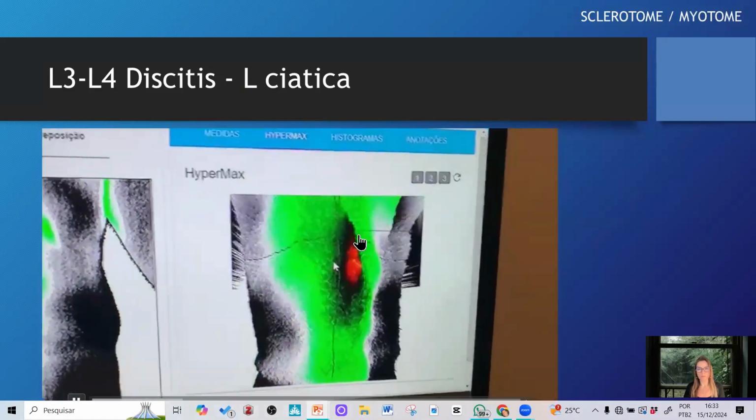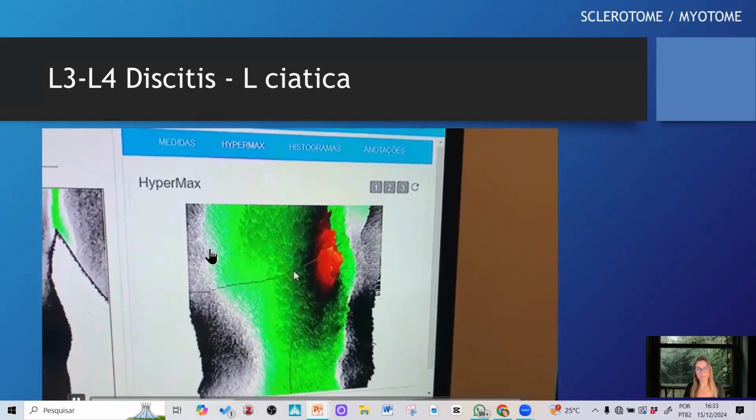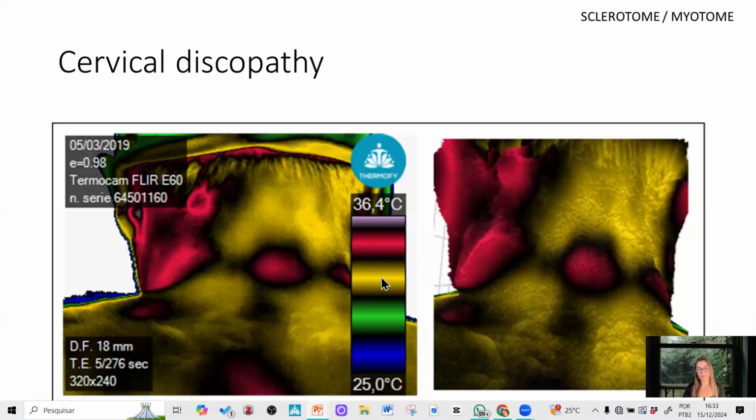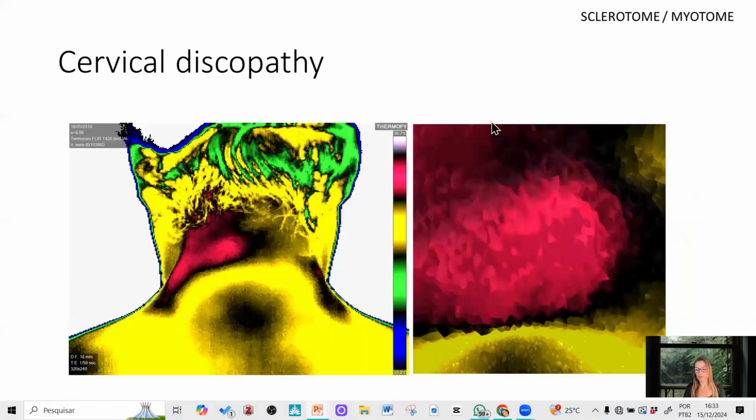Here's another example with other colors. So if you change the color, you need to change the contrast. Here's a cervical disc, just to show. I'll just show some examples.